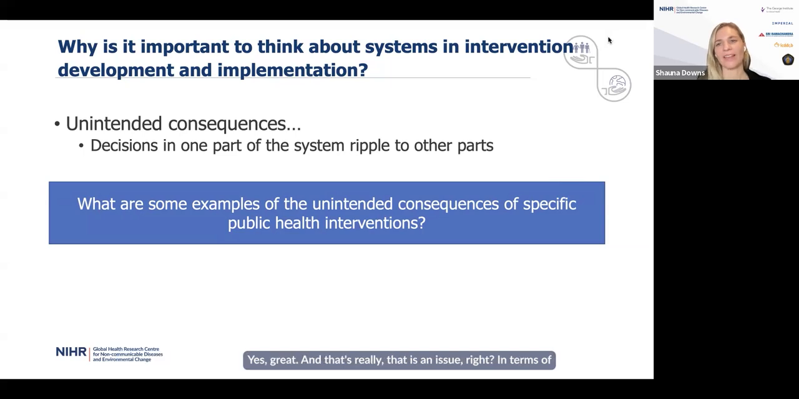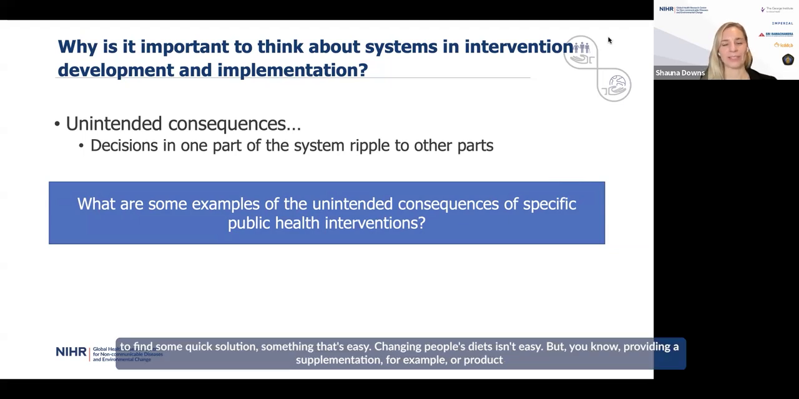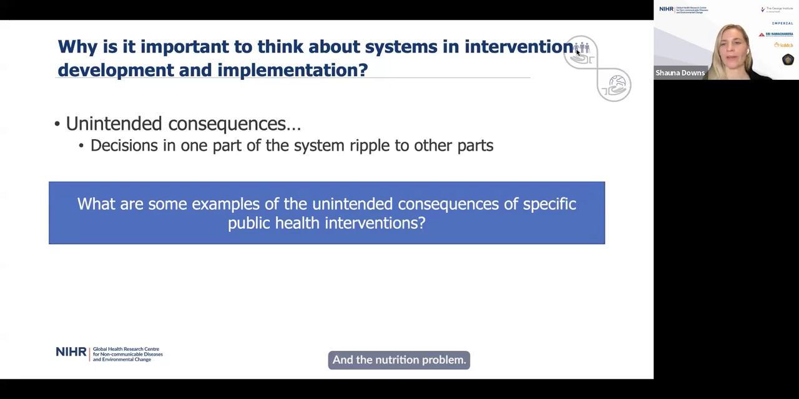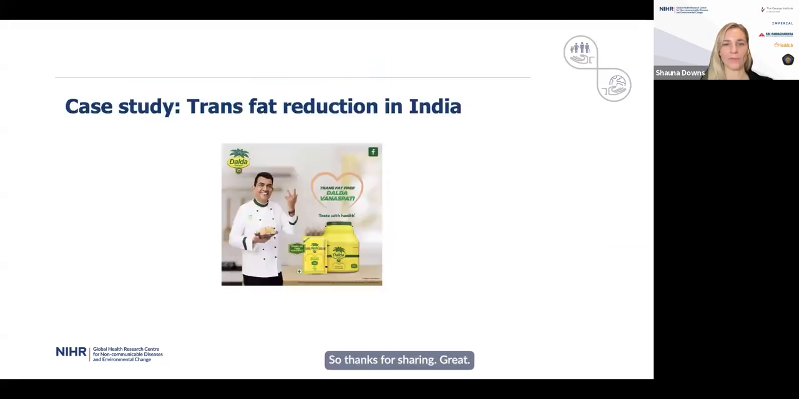Yes, great. And that is an issue, right? There's this tendency, I should say, to find some quick solution, something that's easy. Changing people's diets isn't easy, but providing supplementation, for example, or a product, might be more straightforward, but it doesn't necessarily always address the situation and the nutrition problem. So thanks for sharing. Great.